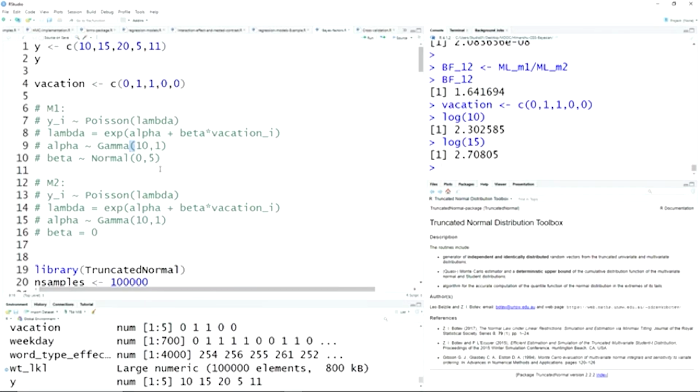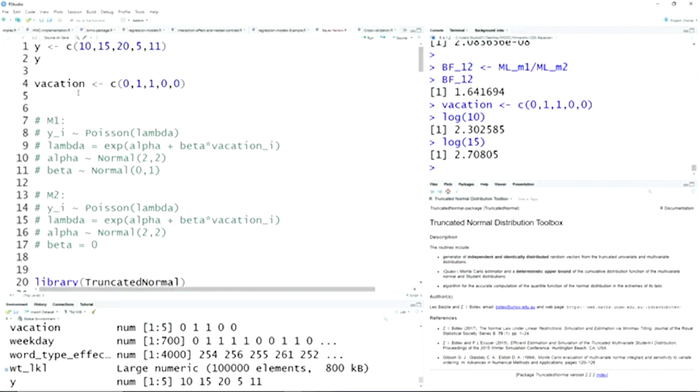So what we can choose as a prior is normal(2, 2), and beta could be normal(0, 1). So alpha could be normal(2, 2) and beta will be 0 in model 2. What does this imply? Beta equal to 0 means model 2 assumes that there is no effect of vacation on the rate of road accidents. Model 1 assumes that there is some effect of vacation on the rate of road accidents. These models are implementing two competing hypotheses.